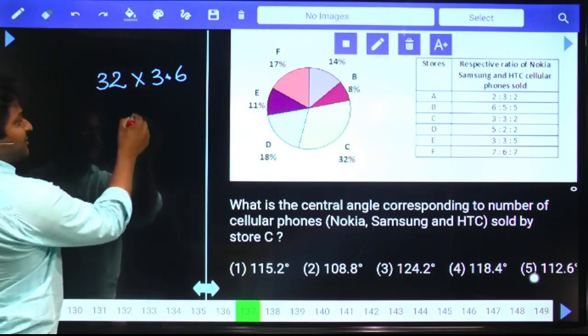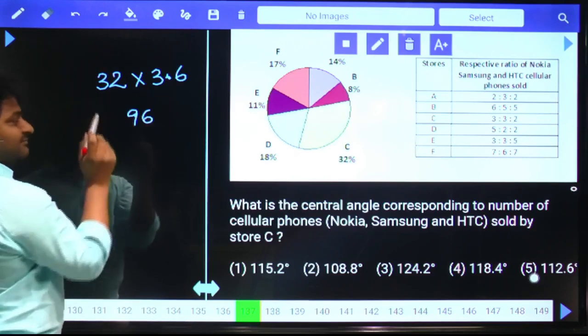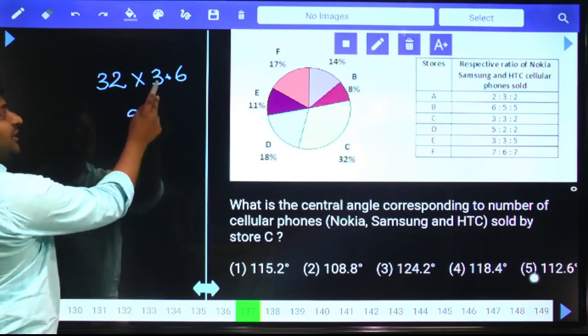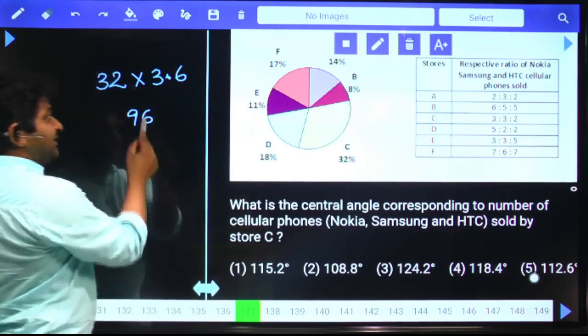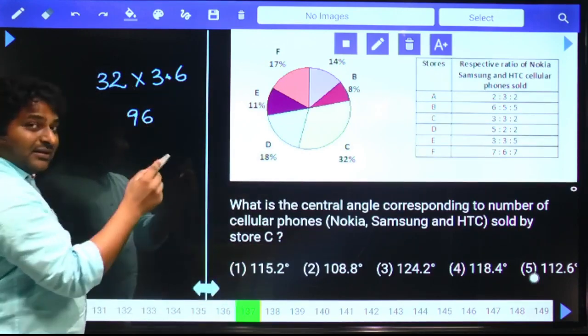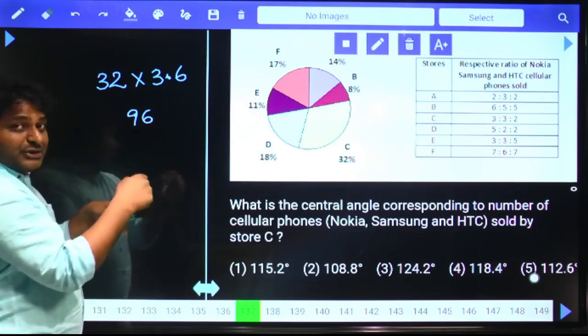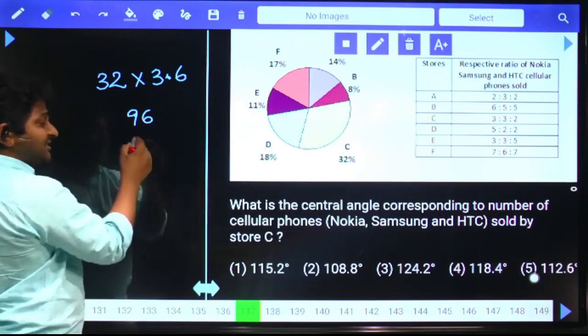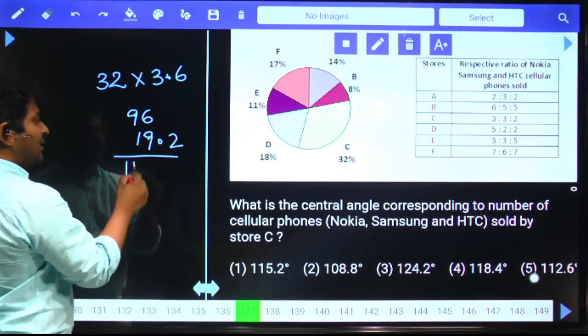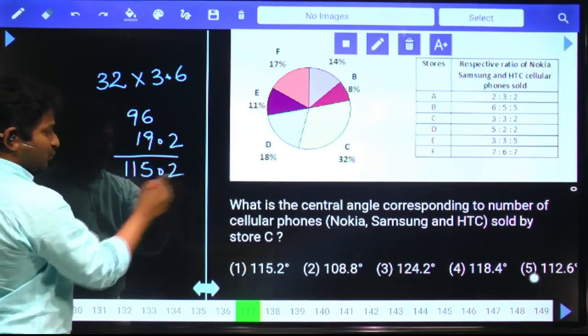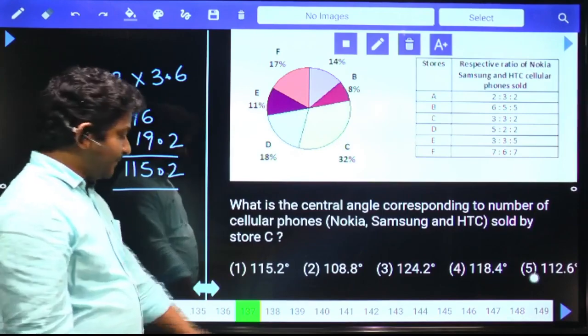32 3 times is 96. If you know 6 times, you can convert into 0.6 times. 3 times is this number. 6 times is exactly double, which is 192. 0.6 is equal to 19.2, which is equal to 115.2. First option.